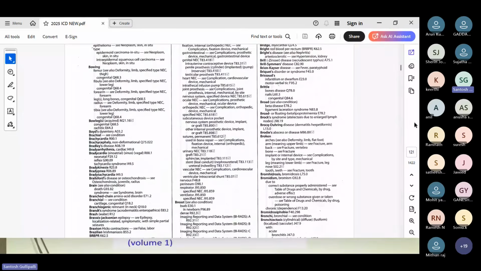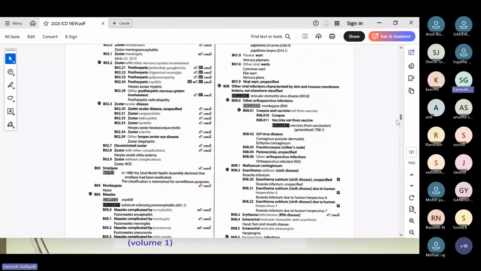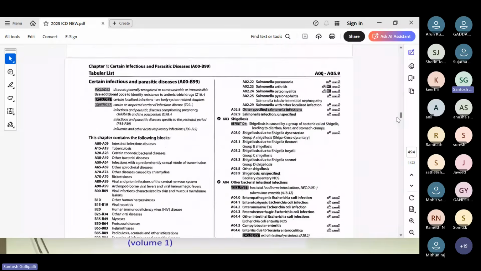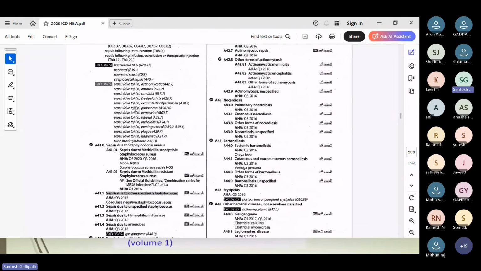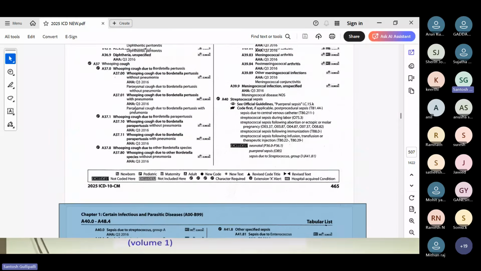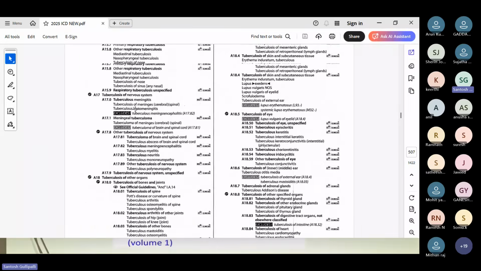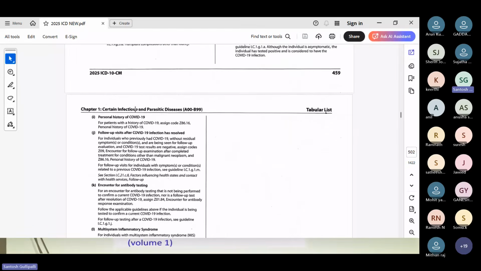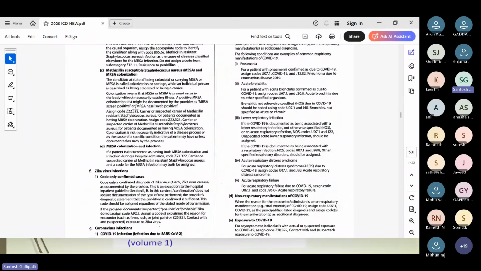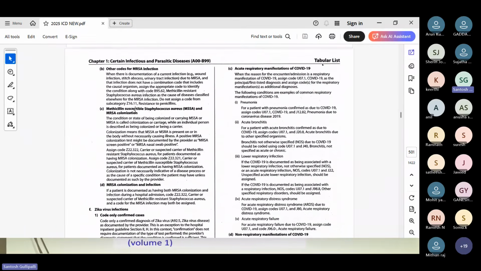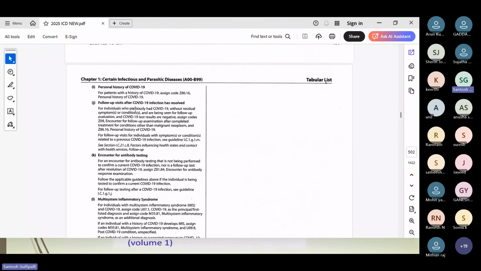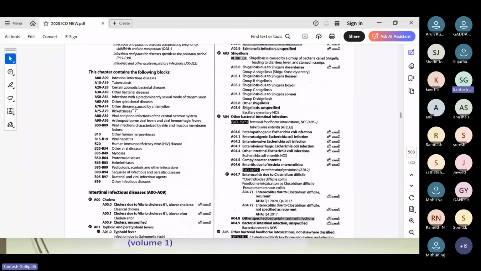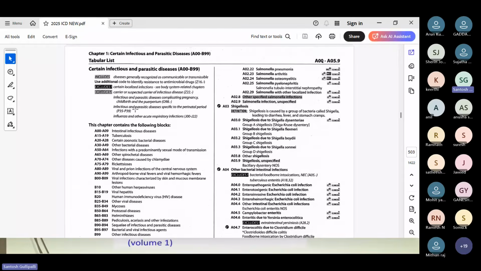After the Z series is completed, the codes start with the A series. This is the tabular list. So volume 1 is the tabular list and volume 2 is the alphabetic index. Please remember this point, it is very, very important. How many volumes are there in ICD-10-CM? There are two volumes. Volume 1 is the tabular list, and volume 2 is the alphabetic index.